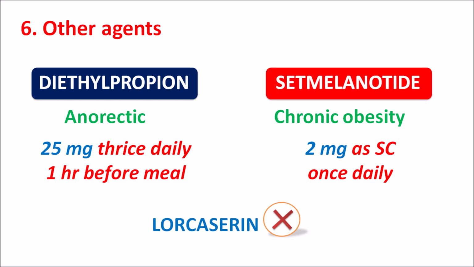So the best drugs to control the overweight and obesity are classified into 7 categories. The first one is Orlistat, second one is Phentermine, third one is liraglutide, fourth one is semaglutide, fifth one Naltrexone and bupropion combination, and even Phentermine plus topiramate combination can also be used. And miscellaneous drugs like diethylpropion and setmelanotide are also used to control the obesity. So that's all about the drugs used for the treatment of obesity.